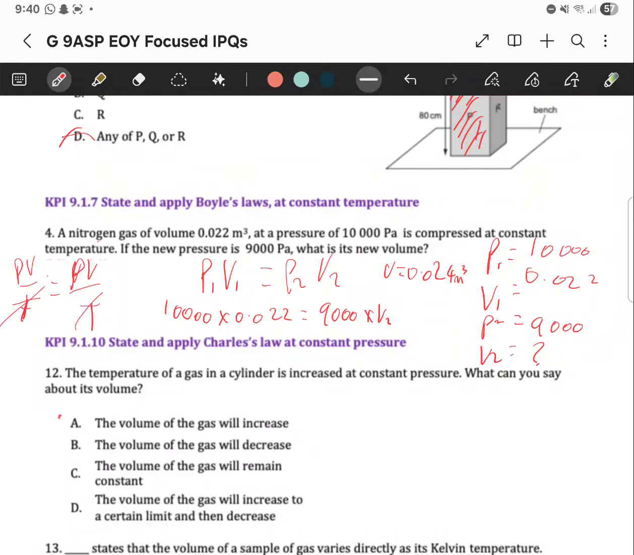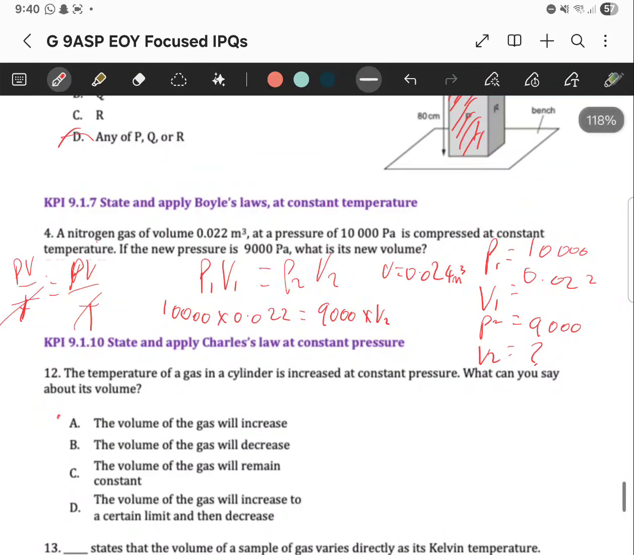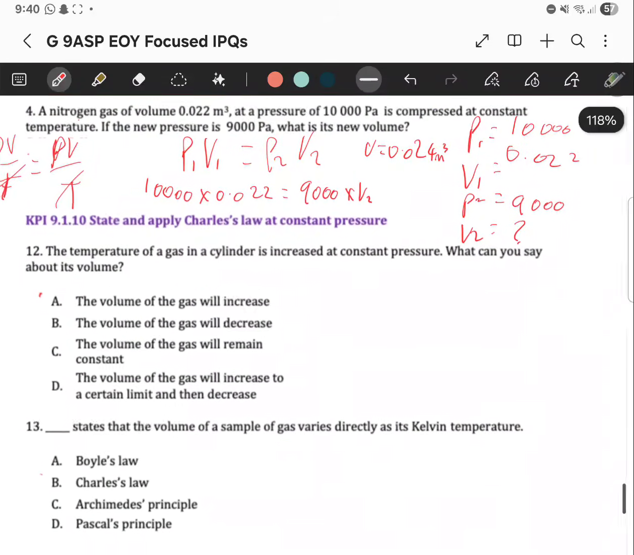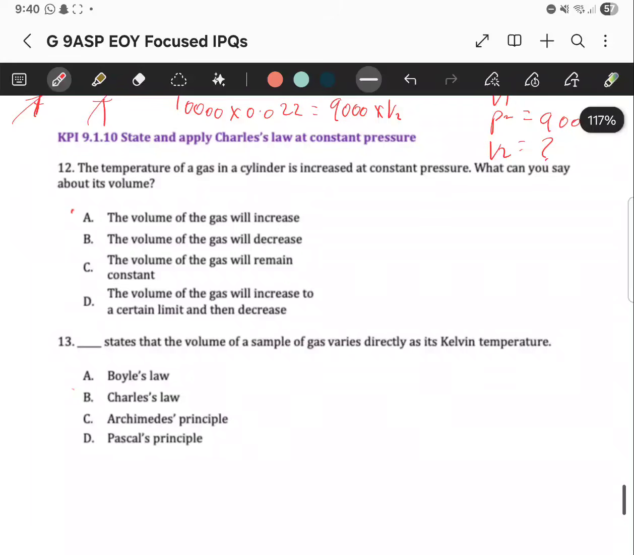And now, does that make sense? Let's see. The new pressure has decreased. If the new pressure has decreased, that means my volume should have increased. My volume started with 22 and it increased to 24. That makes sense. Bigger volume means less pressure. Very nice. Let's go on to the next one.